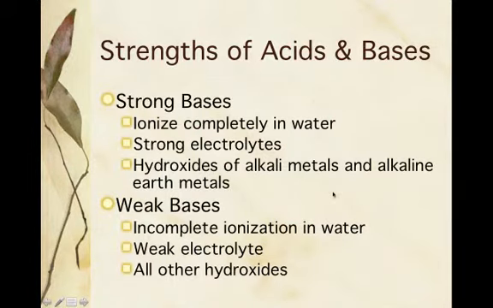Strong bases, again, ionize completely in water. So the cation and hydroxide completely separate, and all of the molecules of the base would completely separate. Strong electrolytes: the hydroxides of the alkali metals and alkaline earth metals. Where are the alkali metals and alkaline earth metals? Groups 1 and 2. So hydroxides of groups 1 and 2 are the strong bases, and all the rest of the bases would be weak. Any other base is weak.